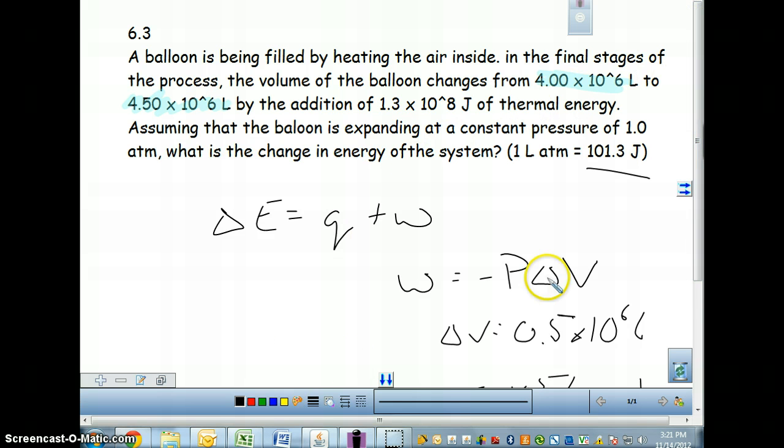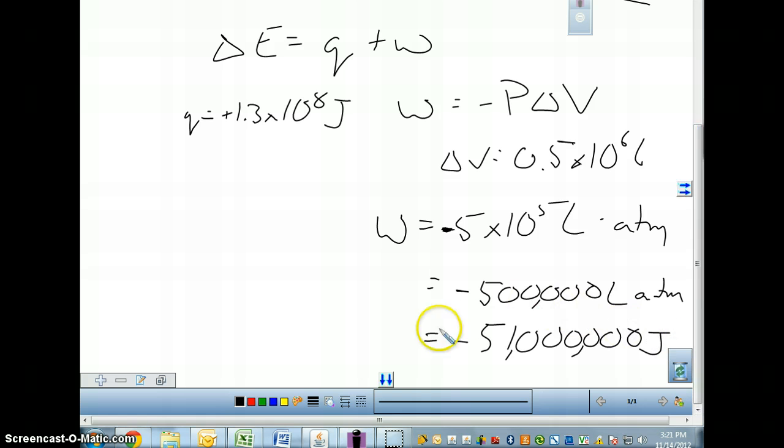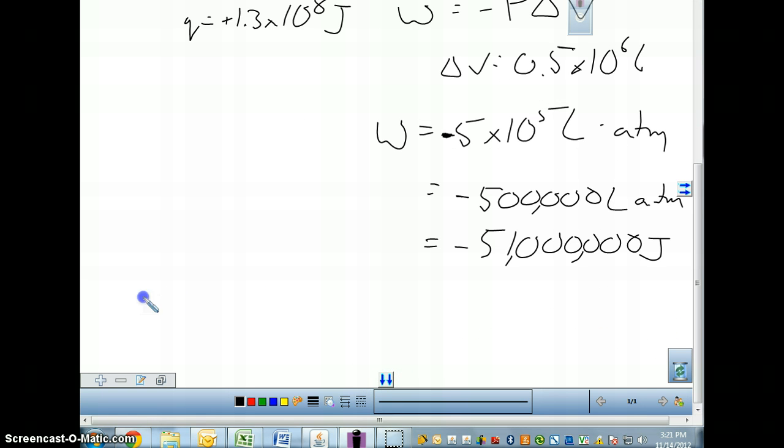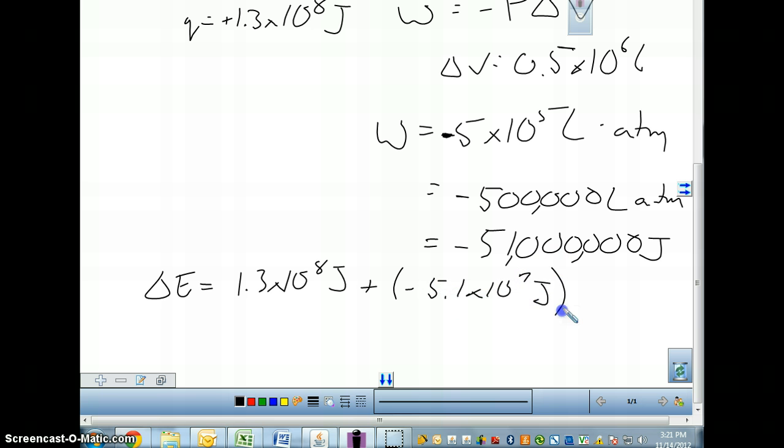However, we are adding some energy, and the energy we are adding is thermal energy. Thermal energy is also known as heat. Since we are adding energy, it's going to be a positive, so Q equals positive 1.3 times 10 to the 8th joules. All we have to do to find our delta E is take that positive 1.3 times 10 to the 8th joules, and we're going to add to it our negative 5.1 times 10 to the 7th joules.